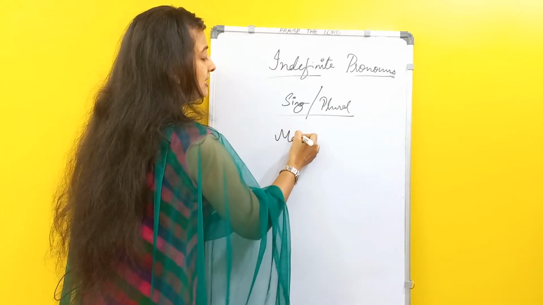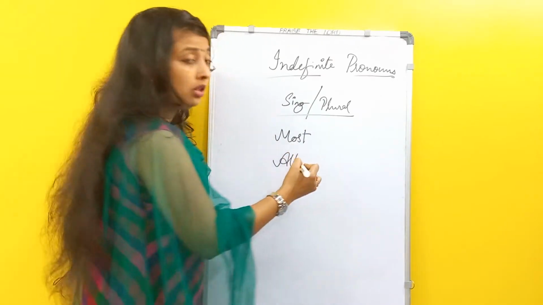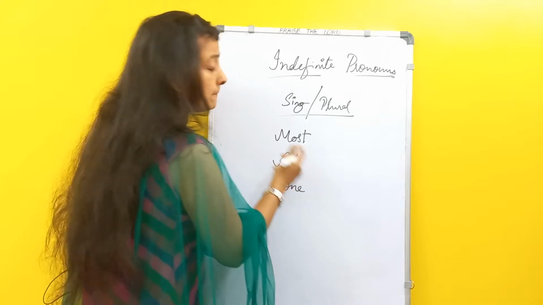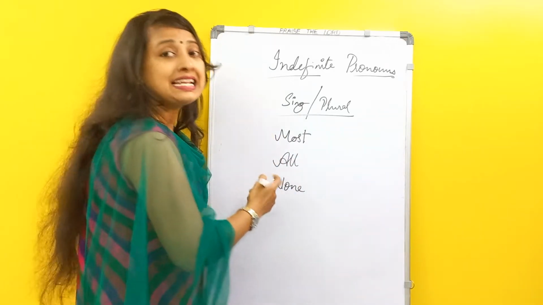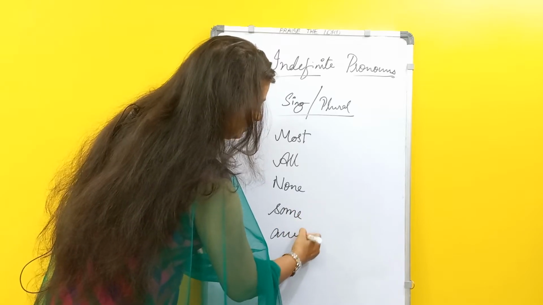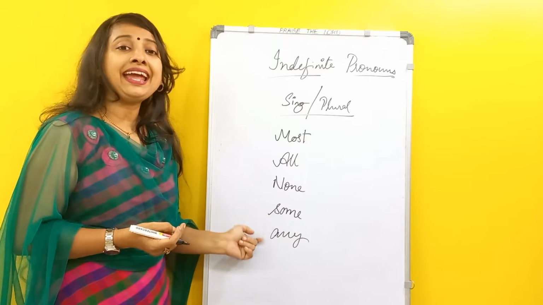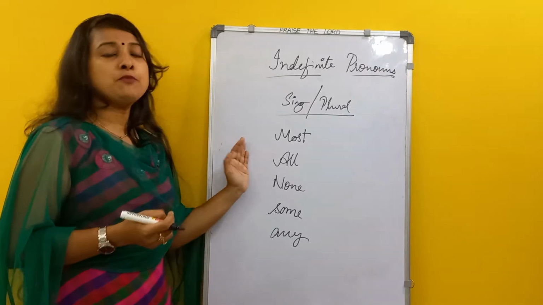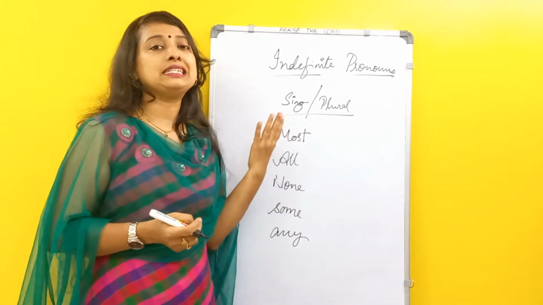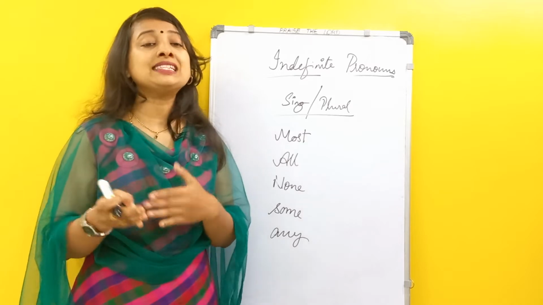They are most, all, none, some, and any. What are they? Most, all, none, some, any. So these are the five most confusing words. With the help of example sentences, we'll see how they are being used as singular and how they are being used as plural now.